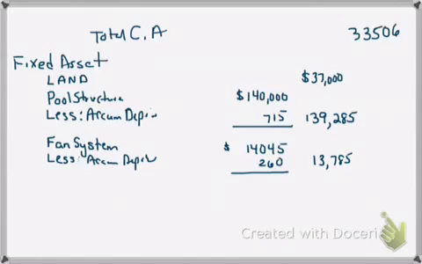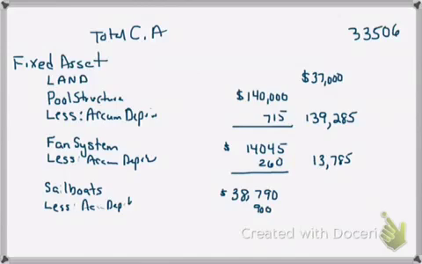And then I have the sailboats. The sailboats were valued at $38,790 less the accumulated depreciation for the sailboats, and that was $900, and that's going to give me a balance of $37,890.